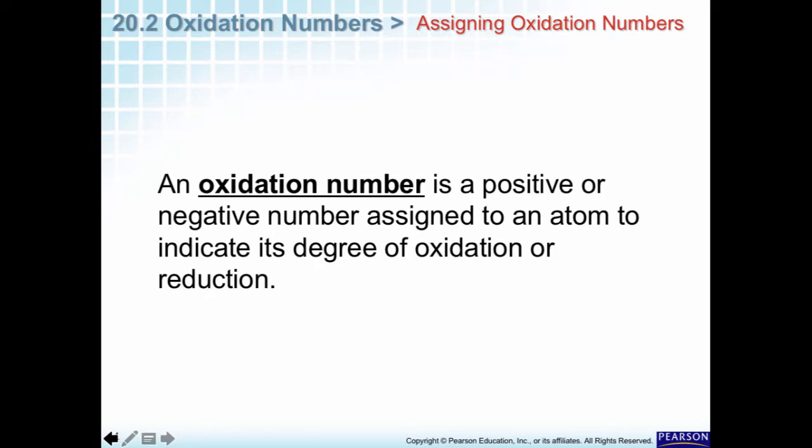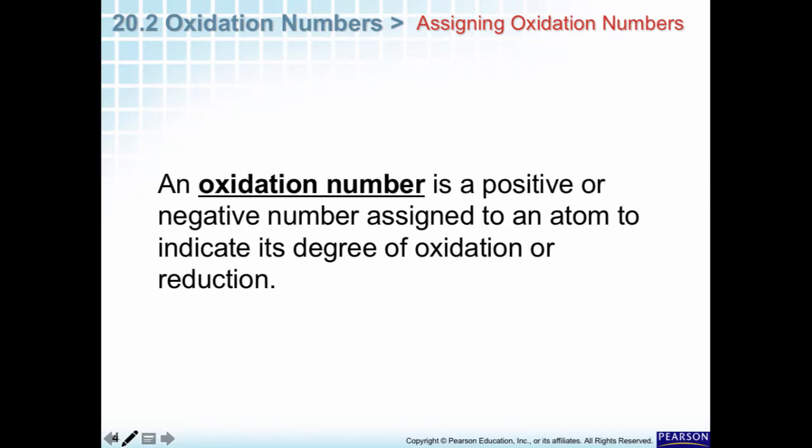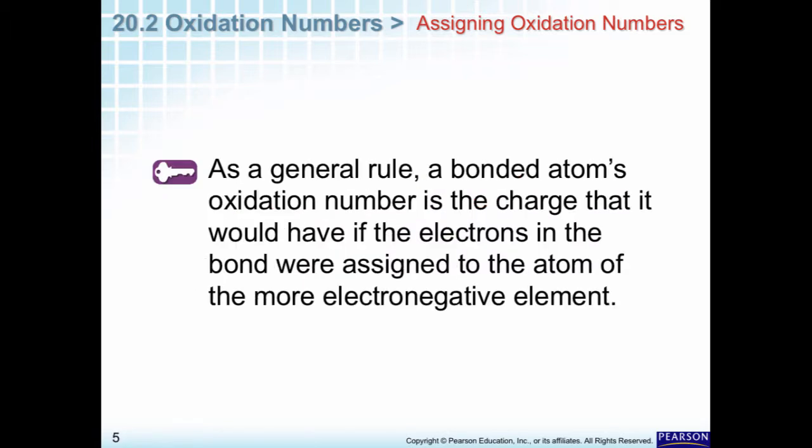So what is it? It's a positive or negative number that we assign to an atom to indicate its degree of oxidation or reduction. So things that like to be oxidized get a plus oxidation number, and things that like to be reduced get a negative number. So it's kind of like a charge, but it's really not, okay? And if it would be a charge, again, the more electronegative element will get the negative number.